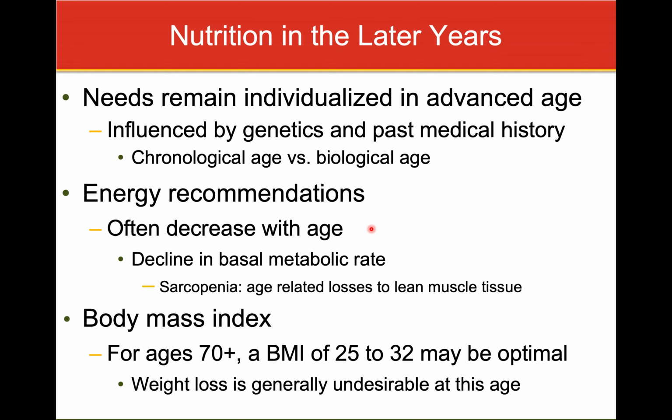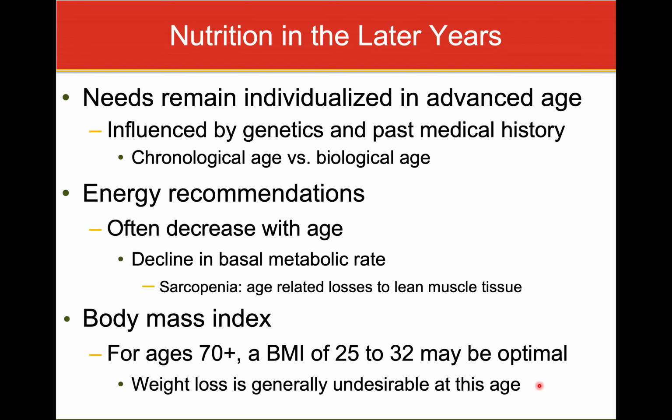In terms of energy recommendations, they often decrease with age. And so as we get older, there's a decline in basal metabolic rate. This can be partly attributed to sarcopenia, which is the age-related losses to lean muscle tissue. We know that our muscle tissue is very metabolically active. As we get older, there's a natural decline in that muscle tissue, and so naturally our metabolic rate goes down.